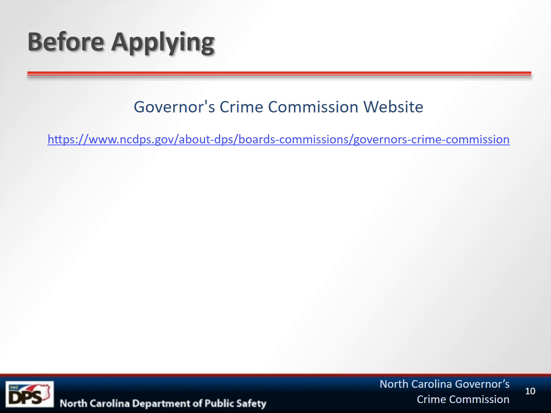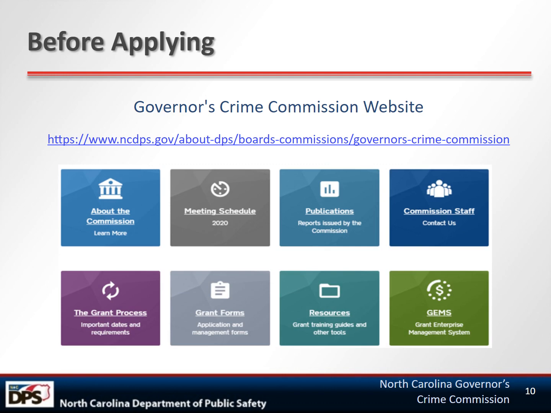Final note for Lesson 1. Before beginning the actual application process, you should visit the Governor's Crime Commission website to explore information that will help you get started. You will find various links available that provide helpful tools to increase your understanding of eligibility and requirements. It is recommended to begin with the Grant Process link located at the lower left side of your screen.